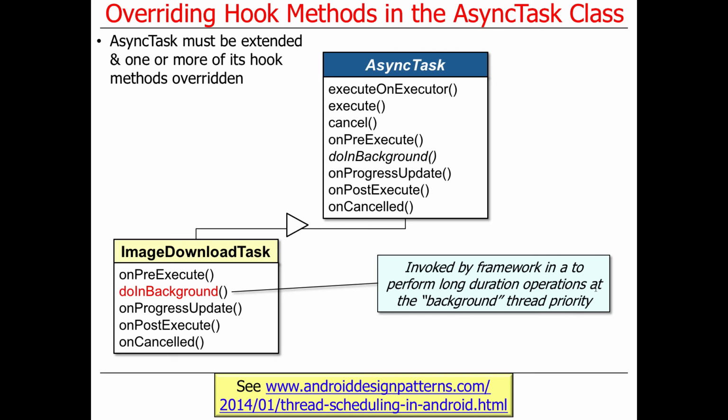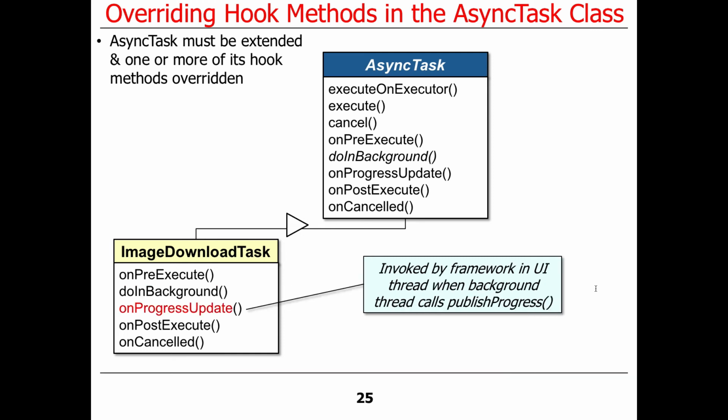The interesting issue here is that doInBackground by default runs in the so-called background thread priority, which is a lower priority than the user interface thread priority. So if you don't like that, you'd have to explicitly change the thread priority in doInBackground before you let it continue to run, which you can do, but it doesn't do that by default.